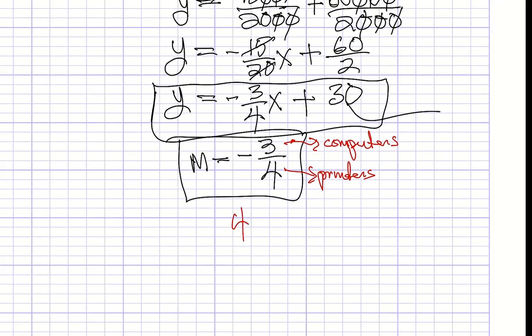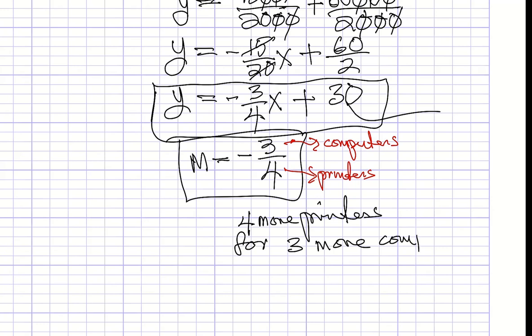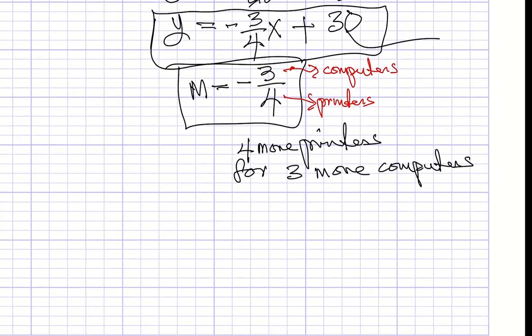Okay, sorry, let me use a black pen. Basically, all that means is 4 more printers for 3 fewer computers. That's how I interpret it. You can say 4 more printers, then they have to purchase 3 fewer computers, something like that. Anyway, we're done with that problem. That's all they want. Let's move on to something else, okay?